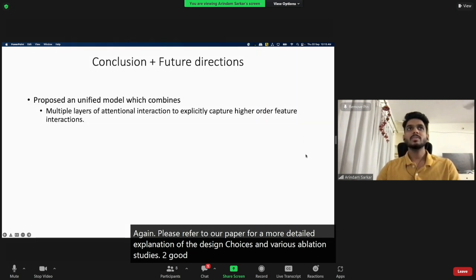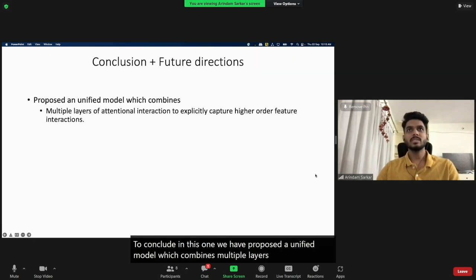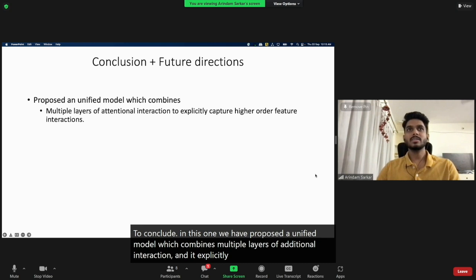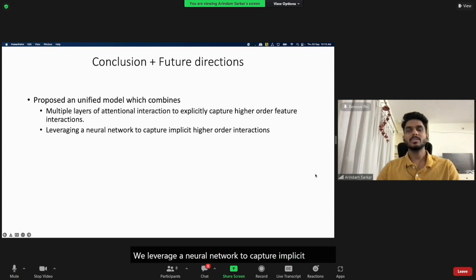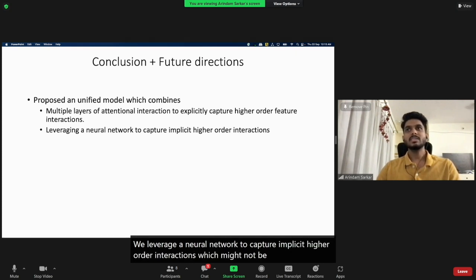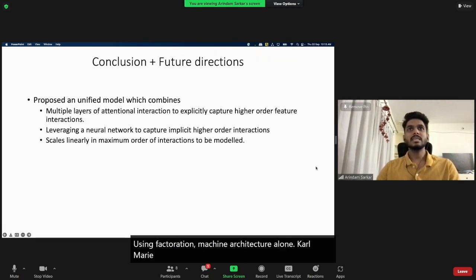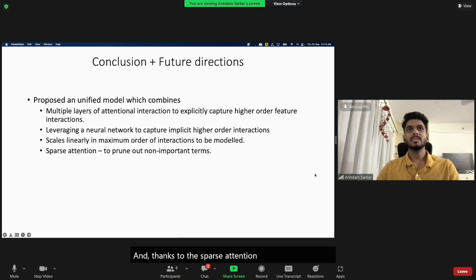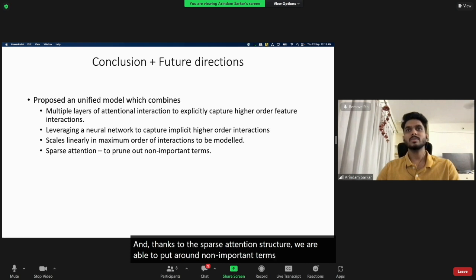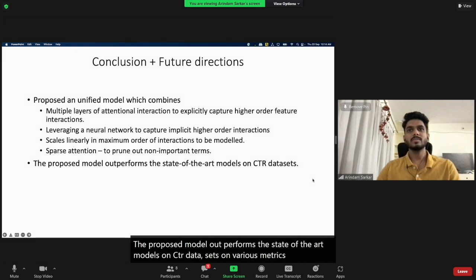To conclude, in this work we have proposed a unified model which combines multiple layers of attentional interaction, and it explicitly captures higher order feature interactions. We leverage a neural network to capture implicit higher order interactions which might not be easily learned using the factorization machine architecture alone. Our model scales linearly in the maximum number of interactions to be modeled, and thanks to the sparse attentional structure, we are able to prune non-important terms, and this further improves the performance. The proposed model outperforms the state-of-the-art models on CTR datasets on various metrics, as in the table we just saw in the previous slide.